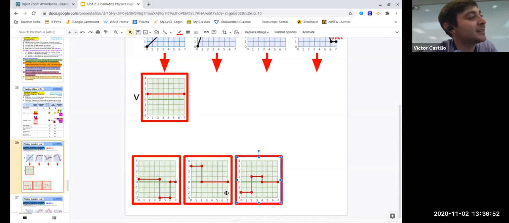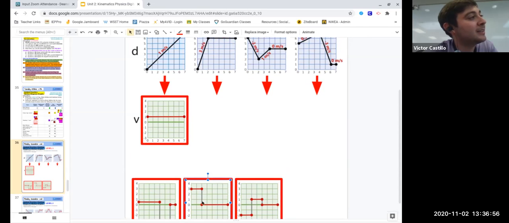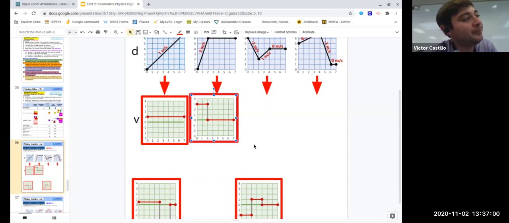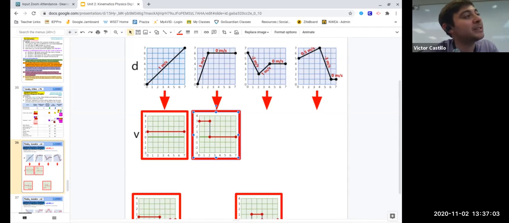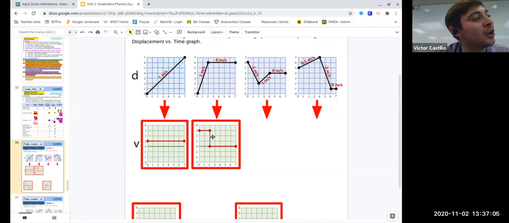So the consensus was indeed, you're right. It was the second one, the one in the middle. Good job. The reason is because, look, the slope starts at 3 meters per second. So in velocity, the velocity starts at 3 meters per second. And then what happens? Boom, it decreases to 0 meters per second. Okay.